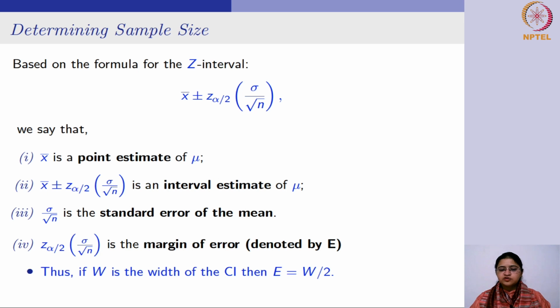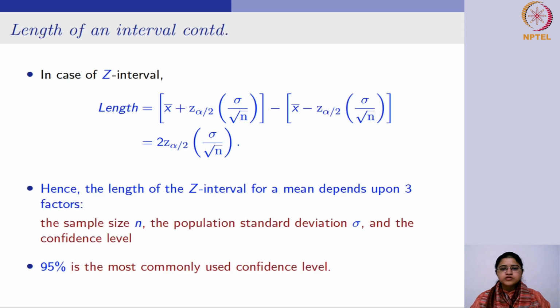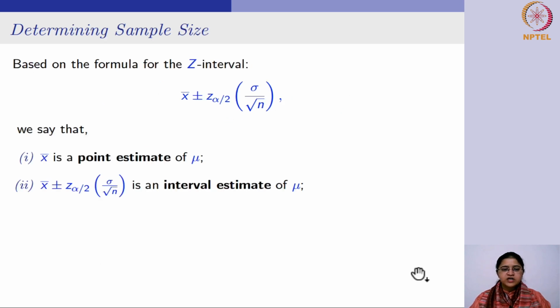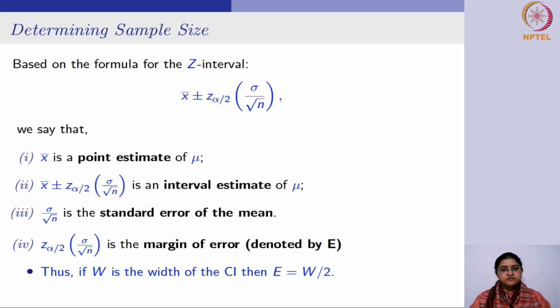Now if you look at the width of the interval from the previous slide, it came out as twice this margin of error, because it was twice z alpha by 2 sigma by root n. I could just quickly show it to you. So after the 2, this entire part is your margin of error. So the width of the interval is basically twice the margin of error. So if I have to calculate the margin of error, it is basically the width divided by 2.